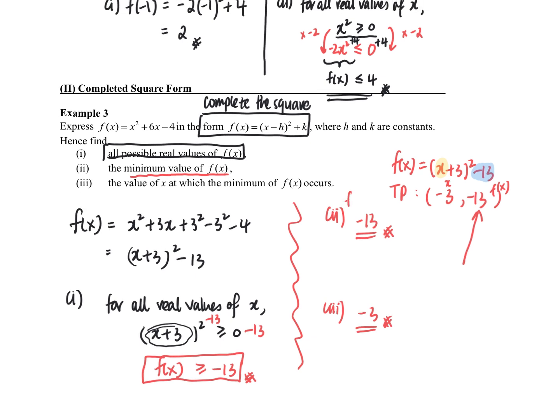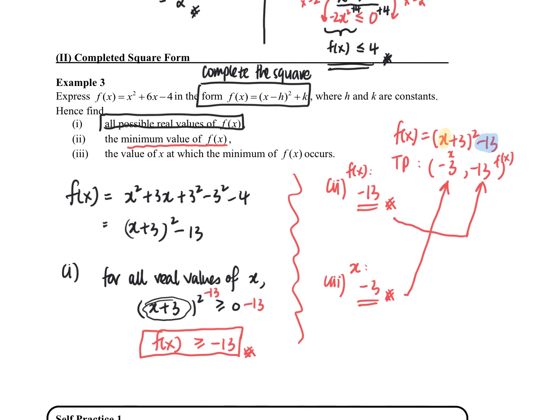So if you want, you can add in this. If you don't want, it doesn't matter. There's a self-practice one at the bottom of the page. You can quickly complete the square and check whether your understanding is correct. Just do your side working at the side and double check your understanding.